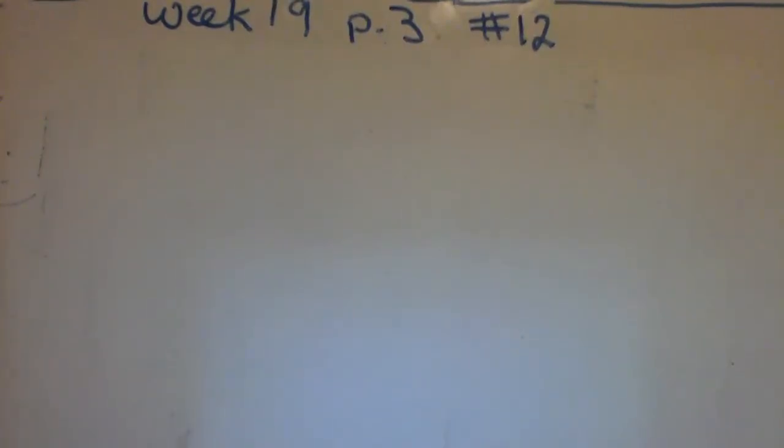This is just a hint for problem number 12 on page 3 of week 19's homework. This is not an online problem, but I do want you to realize that they've given you the number of moles of pyridine and the number of milliliters of water. They have not given you the molarity. You have to find the molarity yourself of the initial concentration before you can solve the problem.